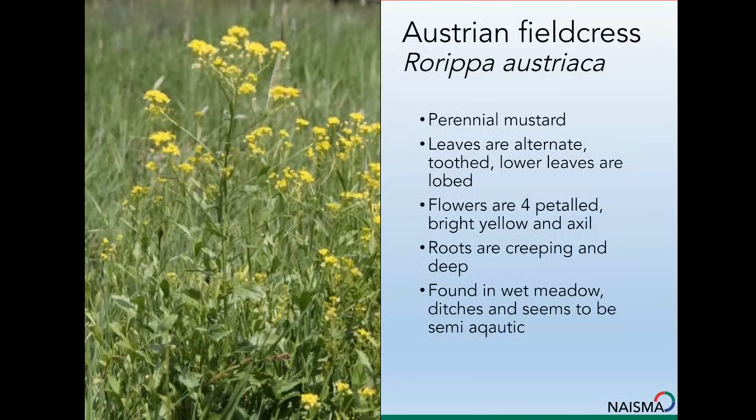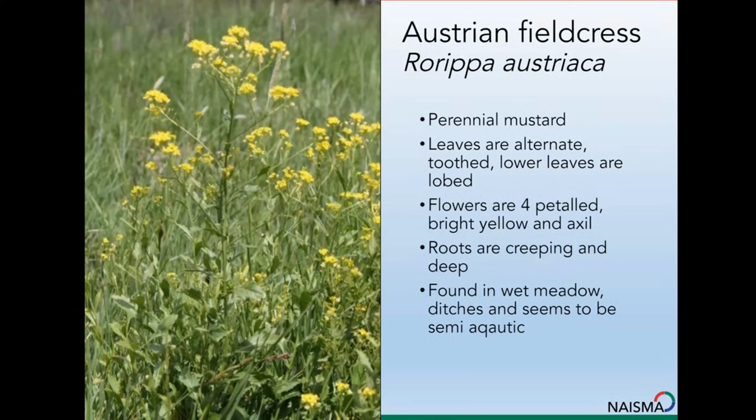So this is Austrian fieldcress. This is one of the newer species that we've added. In Wyoming, it's an early detection rapid response species. It's a perennial, very aggressive mustard. Its leaves are alternate and toothed, and some of the very basal leaves can be lobed. The flowers are four-petaled, as all mustards are, and they are bright yellow in color. The flowers are borne in the axils of the stems and leaves.